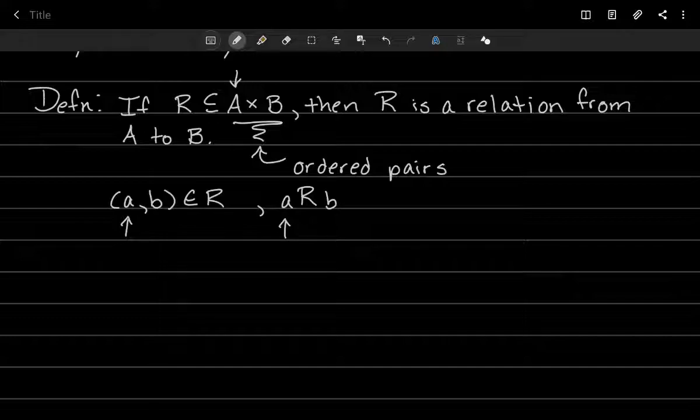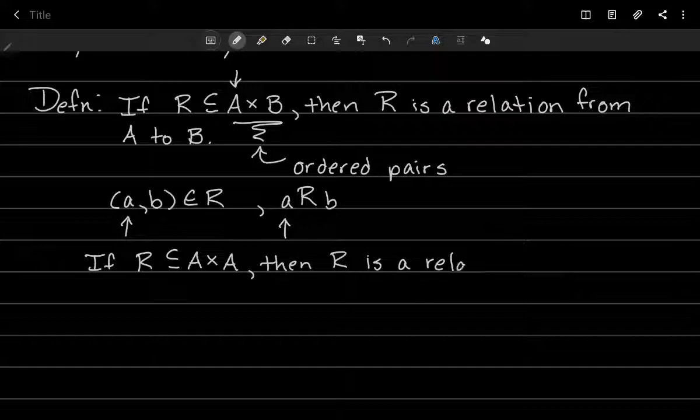Typically, we look at relations where the first and second set are the same. So if that happens, we can say if R is a subset of A cross A, or you could say A squared, then R is a relation on A. That's what we're mostly going to focus on, okay? Because we're heading towards equivalence relations, and equivalence relations will need us to be in that type. So let's get some mathematical examples.